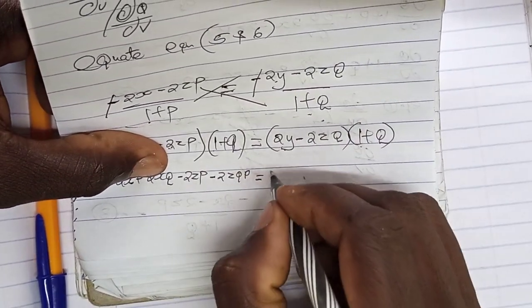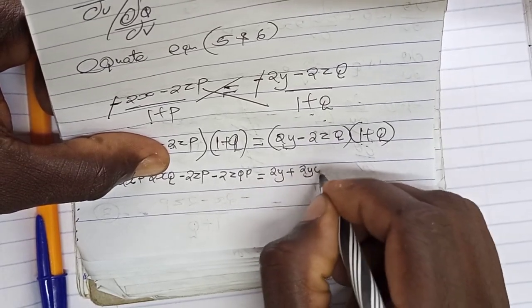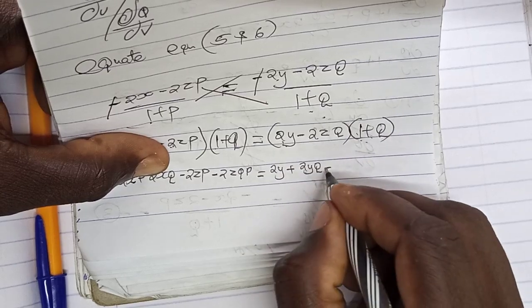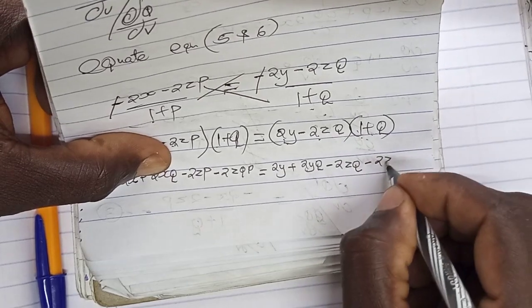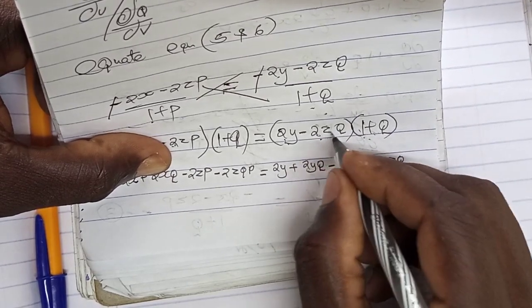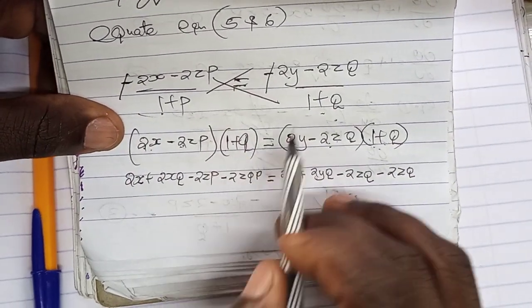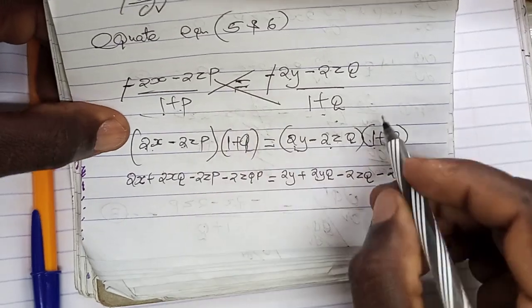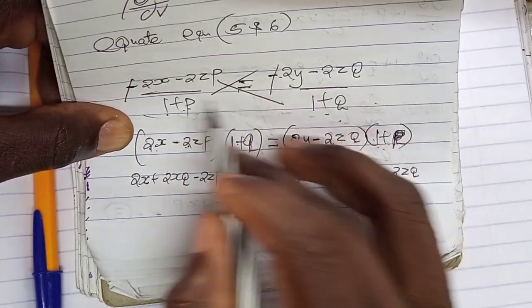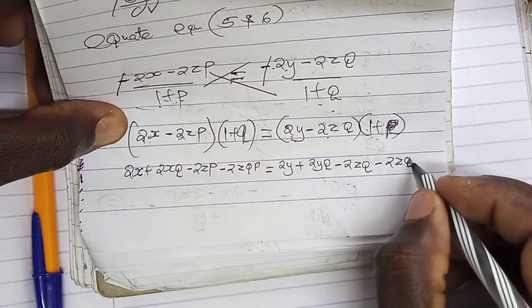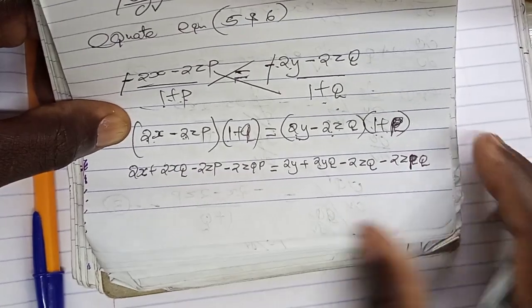This one and this one, we get 2y. Plus this one and this one, we get 2yq. This one and this one, we get minus 2zq. No, this one was p. This one was p, not q. Now this one is p. 2zqp, like that one.